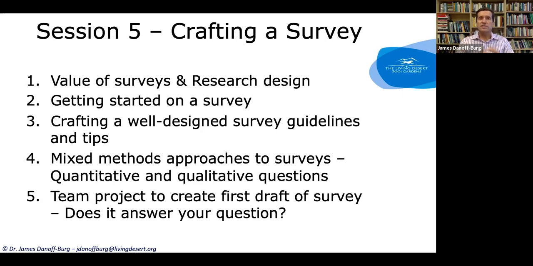So we'll talk about research design, how to get started on a survey, and some survey guidelines and tips, and why mixed methods approaches to surveys are so important. And then we'll end the day encouraging you to take the survey questions that you have put together today and craft them into a survey themselves. It's a very exciting day today. We're creating an instrument that you can then use to answer your question that we've been refining in sessions 1 and 2 of this series.